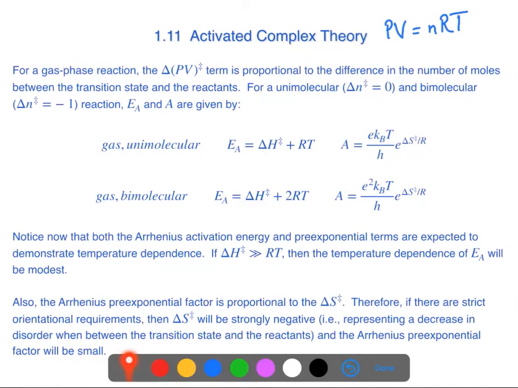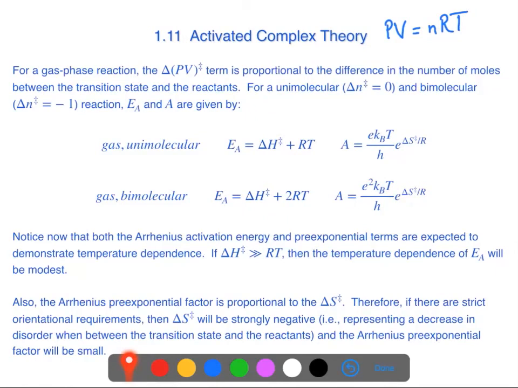Now notice that both the Arrhenius activation energy and the pre-exponential terms are expected to demonstrate a temperature dependence. That is, temperature is found in this expression, as well as in this expression. Now, if the enthalpy of activation term is greater in magnitude than the RT term, then we would expect the temperature dependence of the activation energy to be modest. So again, if RT is a small value relative to the magnitude of this term, we don't expect a significant dependence on temperature.